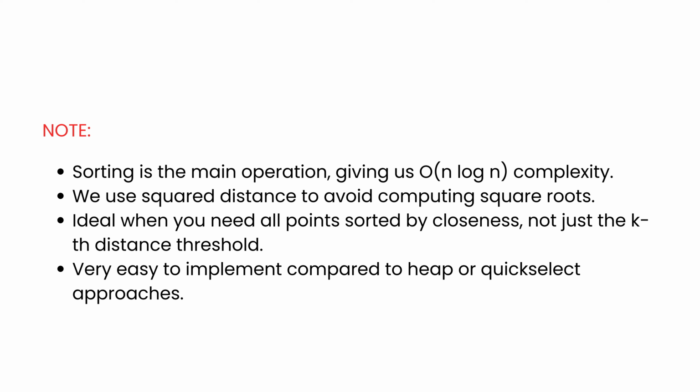Efficient, simple, and elegant. Sorting is the main operation, giving us O(n log n) complexity. We use squared distance to avoid computing square roots. This method is ideal when you need all points sorted by closeness, not just the kth distance threshold. It's very easy to implement compared to heap or quickselect approaches.